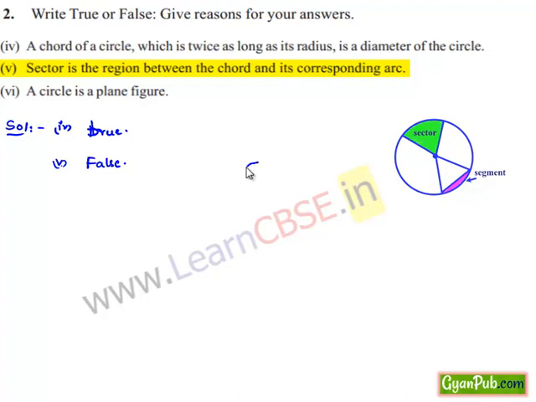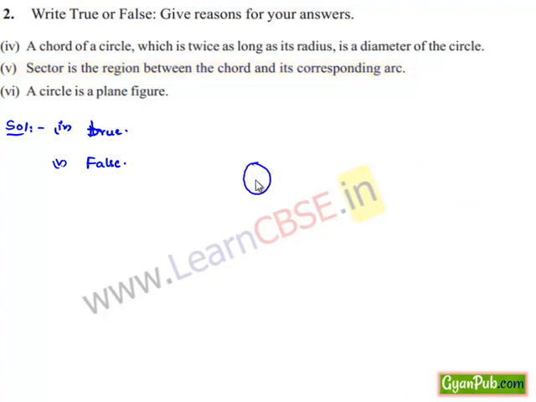If we consider a circle and let us consider a chord AB, then the region between AB and the arc is called as minor segment, and other remaining part is known as major segment.